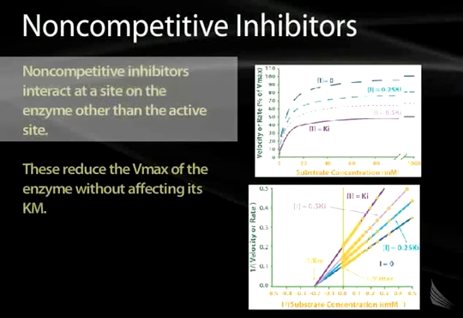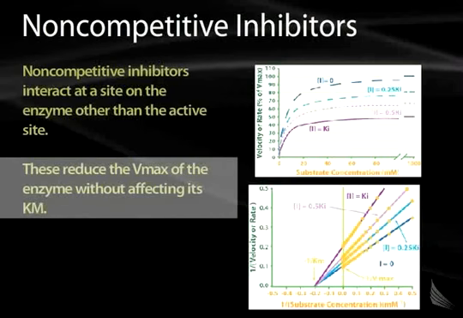Now, non-competitive inhibitors are different. They interact with the enzyme at the other side, and they actually affect the ability of the enzyme to catalyze the reaction, and in doing so, they reduce the Vmax of the enzyme without affecting the Km. The Km is unaffected because it's not competing with the substrate for access to the enzyme. What it's actually doing is decreasing the ability of the enzyme to catalyze the reaction. And so Vmax goes down, Km stays the same.